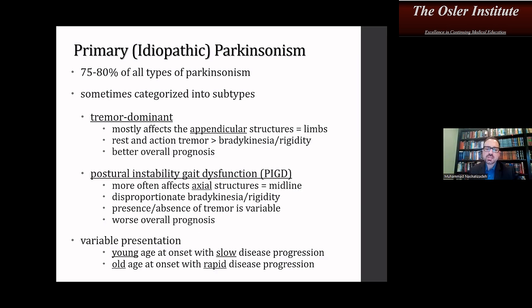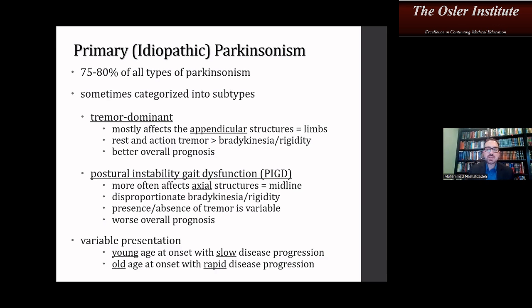A lesser known type is the postural instability gait dysfunction type of Parkinson's disease. And so this often affects more axial or midline structures. If I just take it from the top, people are more likely to start off with cognitive issues earlier on. They might, for example, have eye movement abnormalities or more disproportionate difficulty swallowing. Their truncal immobility may make it very difficult for them to roll over in bed, even at the beginning stages of Parkinson's.